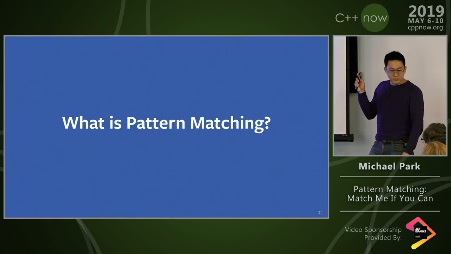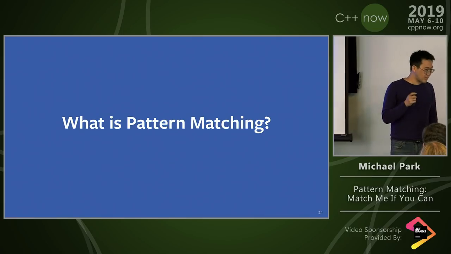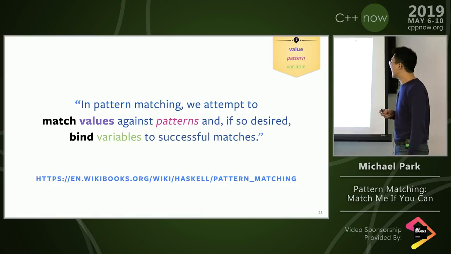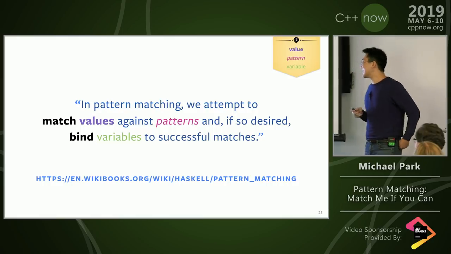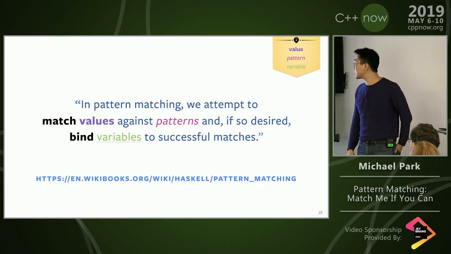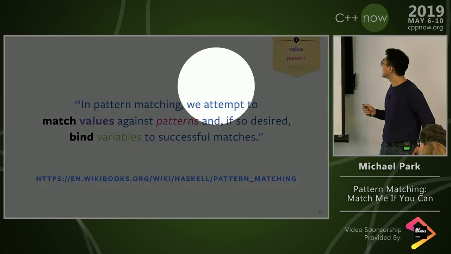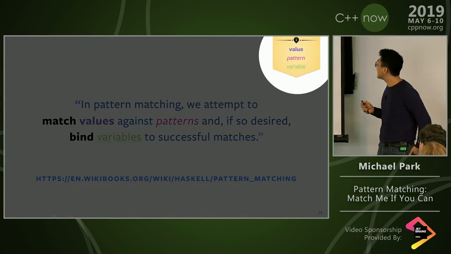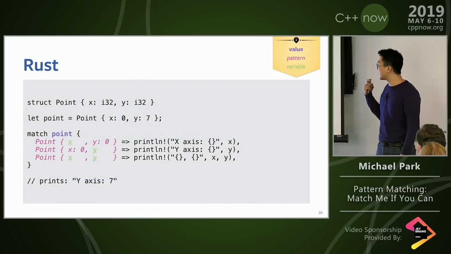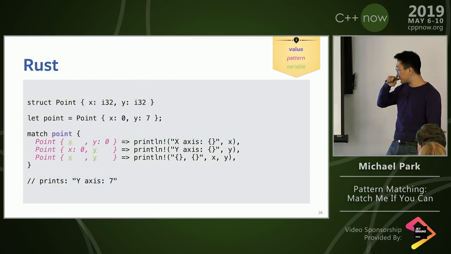All right, so what is pattern matching? This is the quote from the Haskell Wiki, so we know it's correct. It says, in pattern matching, we attempt to match values against patterns and, if so desired, bind variables to successful matches. So this information card here with the font and color will be available in the future slides so that you can keep track of what's happening.